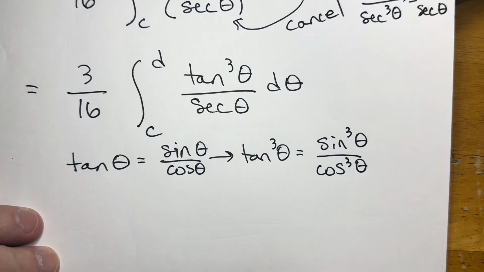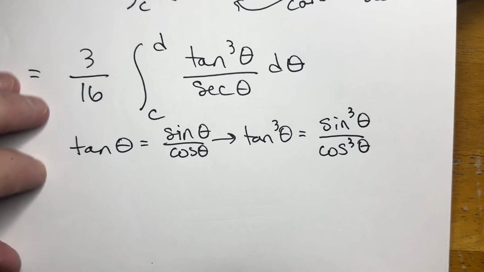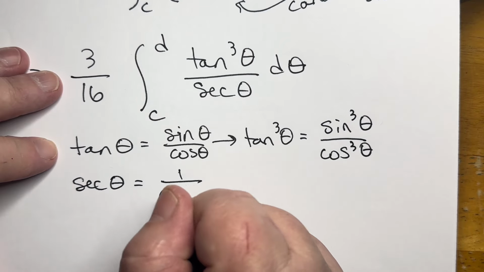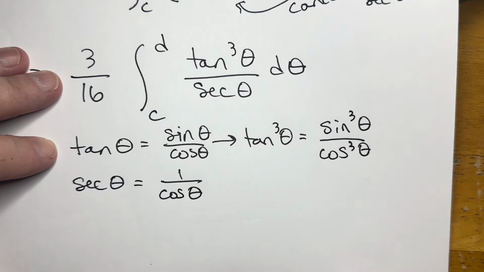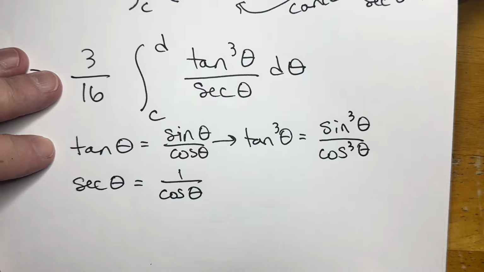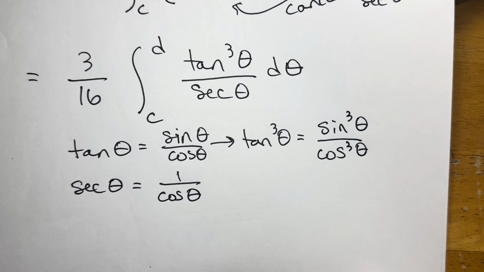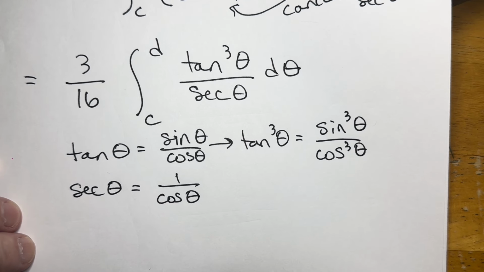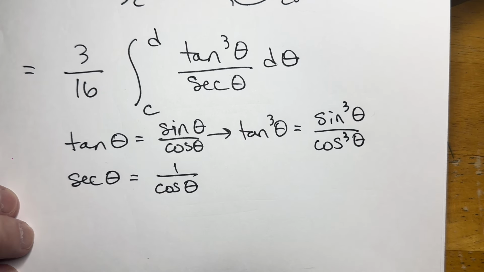So is this going to get complicated? It absolutely is. Okay, and then secant of theta is 1 over cosine theta. That always bugged me that that's secant and it's not 1 over sine, because it should be cosine cosecant. That always bugged me, but again, dead mathematicians made these decisions.